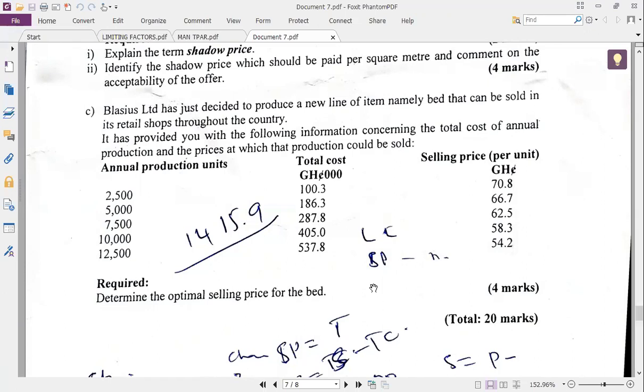There's no need for you to worry. Here, there's no calculation. All you have to do is this. Just multiply 70.8 times 2,500. Then you take the total cost from it for individual, all of them. When you're done, the one that gives you the highest profit, that's the optimum selling price. If you use formulas, you get the same answer, and then you are done. That is all. And that's the end of this question.